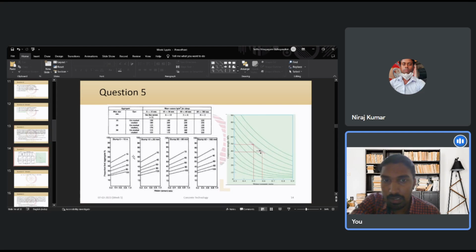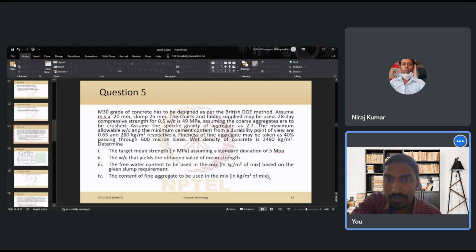So if you look at the information given to us, we know the relationship between compressive strength and the water to cement ratio, but there are a series of curves that are given to us, right? So which one of these different curves do we choose? And why are there different curves? It is because there are differences in the type of aggregates, right?